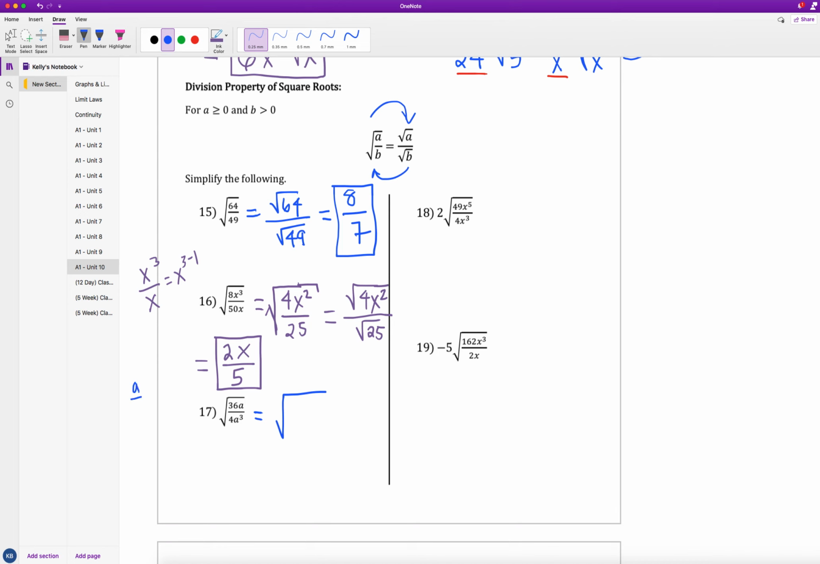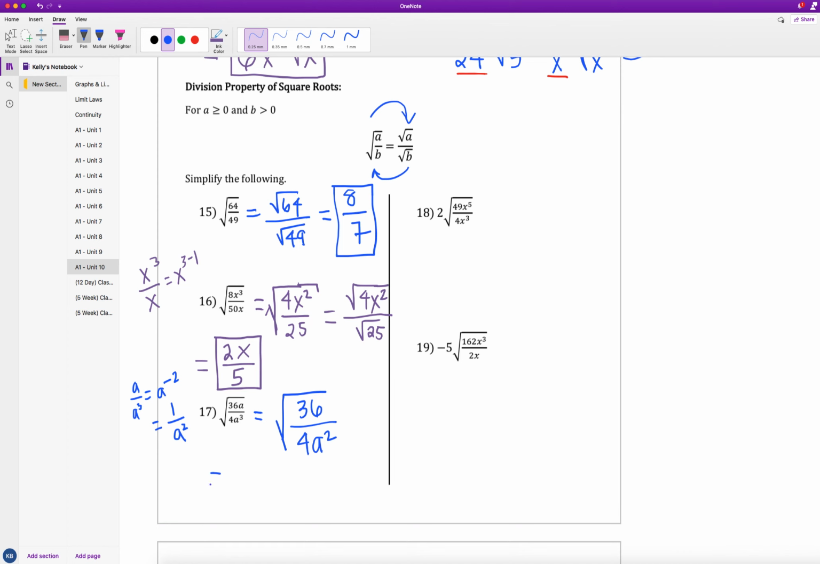So if I have a over a to the third, I would subtract the exponents, and I'd get a to the negative 2. We don't want any negative exponents, so remember we can rewrite that as 1 over a to the second. So when I'm reducing this down, all I'm really simplifying is the variable piece, and we end up with the square root of 36 over 4a to the second, all inside the square root.